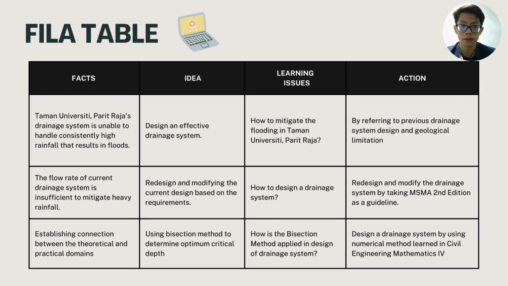Next, the flow rate of the current drainage system is inefficient to mitigate heavy rainfall. The idea is to redesign and modify the current design based on the requirements. The learning issue is how to design a drainage system. The action that we are taking is to redesign and modify the drainage system by taking MSMA second edition as a guideline. The last fact is establishing the connection between the theoretical and practical domains and using the bisection method to determine the optimum critical depth. The learning issue is how the bisection method is applied in the design of drainage systems. And the last action is to design a drainage system by using the numerical method learned in Civil Engineering Mathematics 5.